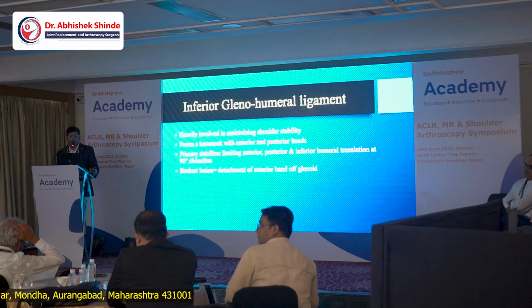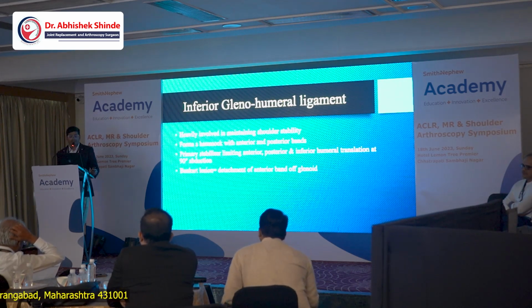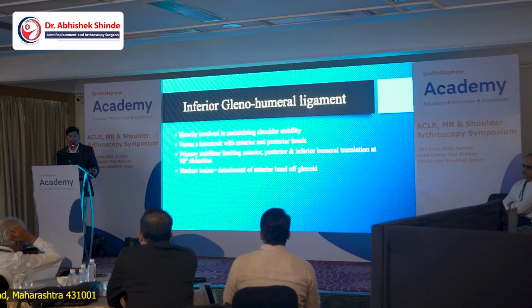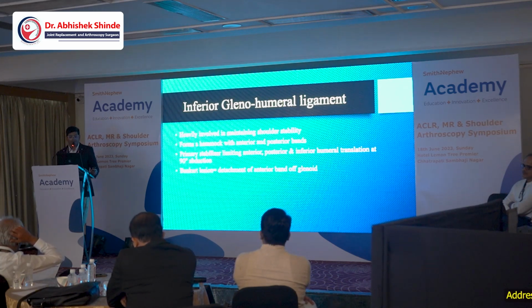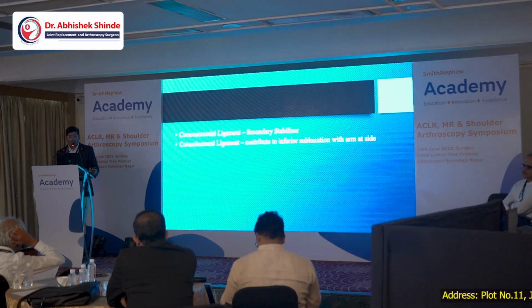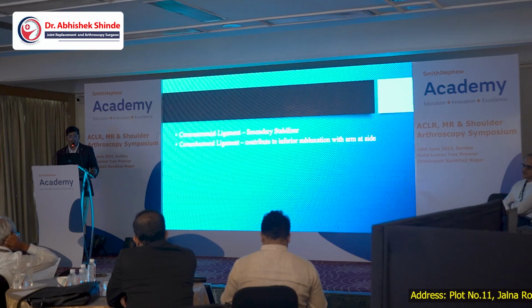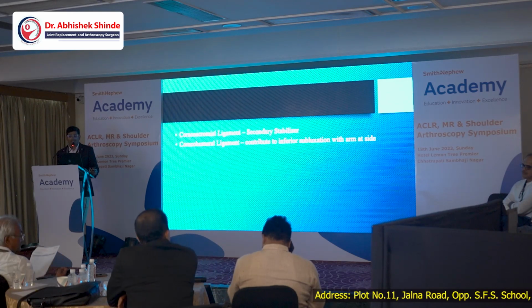This is important. The inferior glenohumeral ligament is heavily involved in maintaining shoulder stability and forms a hammock with anterior and posterior bands. It is the primary stabilizer limiting anterior, posterior, and inferior humeral translation at 90 degrees of abduction. Bankart lesion, we all know these. The coracoacromial ligament is a secondary stabilizer, and the coracohumeral ligament contributes to inferior subluxation with the arm at the side.